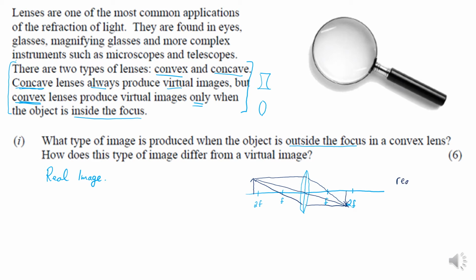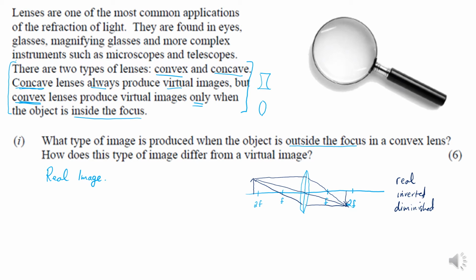To describe it, the three rays do meet in real space, so it is a real image. It is inverted, and this one is diminished. So you can always sketch a ray diagram to confirm your answer.